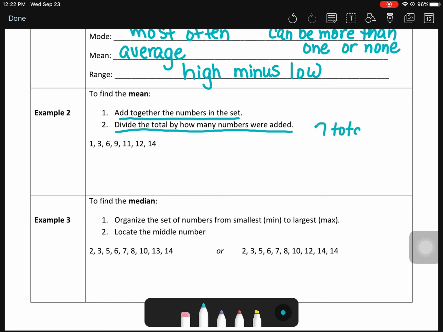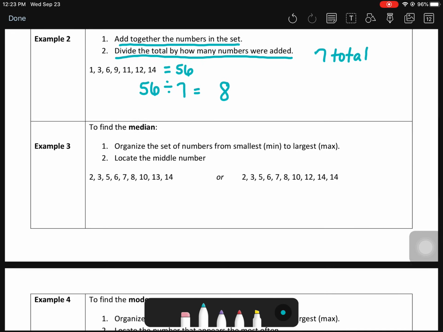So 1 plus 3 is 4, 4 plus 6 is 10, 10 plus 9 is 19, 19 plus 11 is 30, 30 plus 12 is 42, and 42 plus 14 is 56. And then we divide by the total number of pieces there are, and so the average, or the mean, is 8. So you add them all together and divide by how many pieces there are.